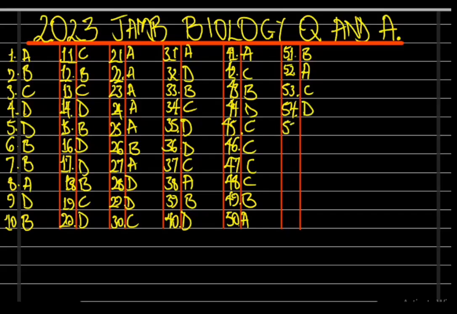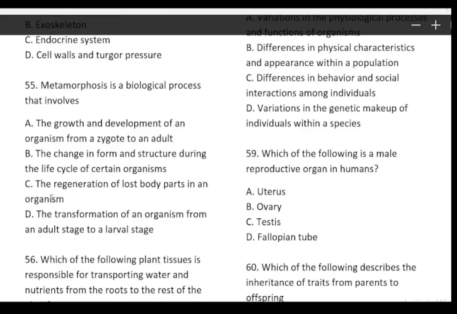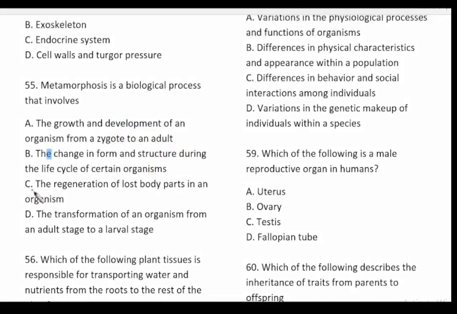And then question 55 now. Metamorphosis is a biological process that involves A. The growth and development of an organism from a zygote to an adult. B. The change in form and structure during the life cycle of certain organisms. C. The regeneration of lost body parts in an organism. And D. We have the transformation of an organism from an adult stage to a larval stage.